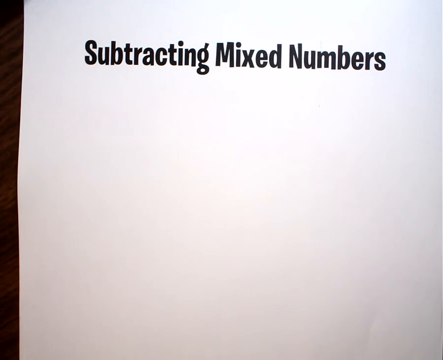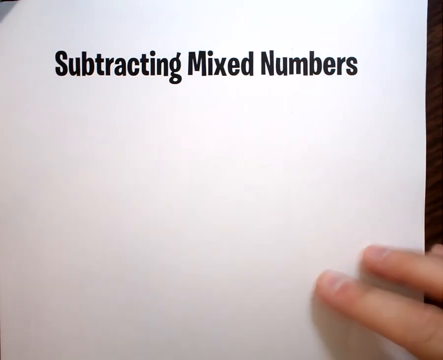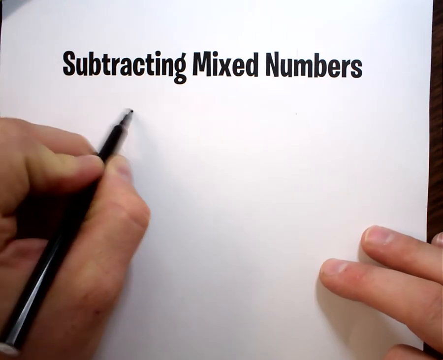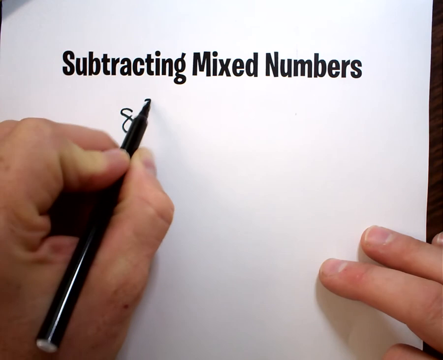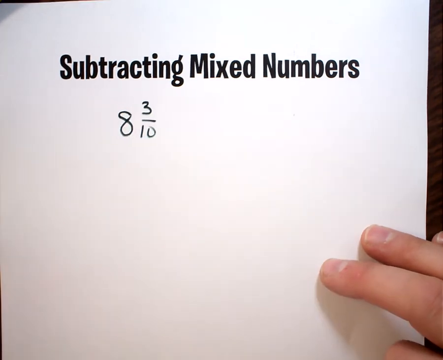A mixed number is a number that has a whole number part and a fraction part. It's not just a whole number, and it's not just a fraction, it's both. It's a mixed number. So a mixed number looks like this: 8 is the whole number, and 3/10 is the fraction. So that's a mixed number.